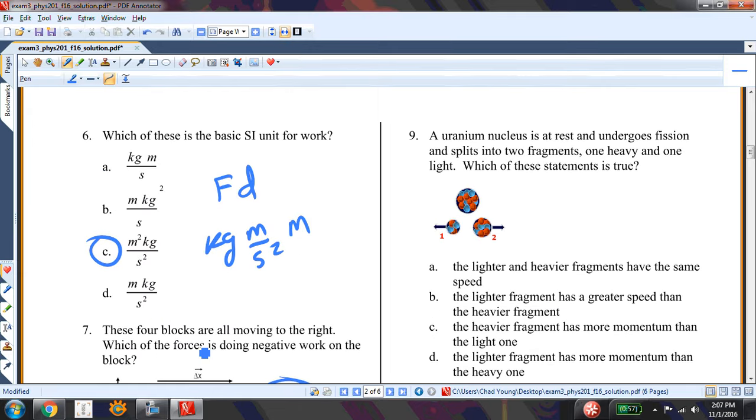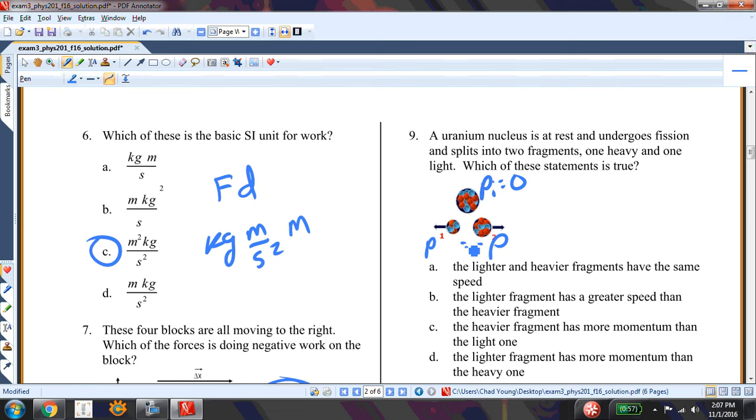Here we have a uranium nucleus that undergoes fission. It splits into 2 fragments. Which of these statements is true? Okay, first, it has no momentum. Pi equals 0. And then it breaks into 2 pieces. So this momentum will equal this momentum, except one will be opposite the other, because they add up to equal 0.